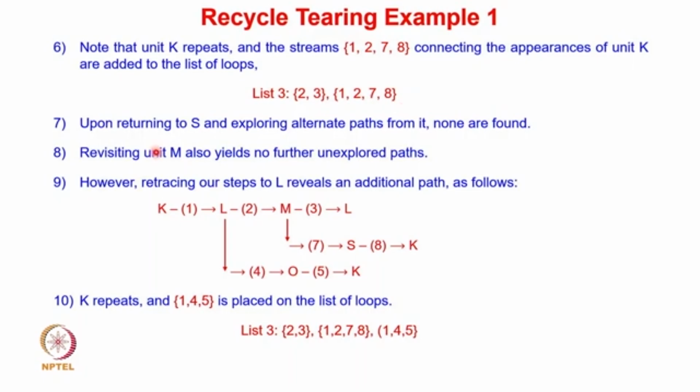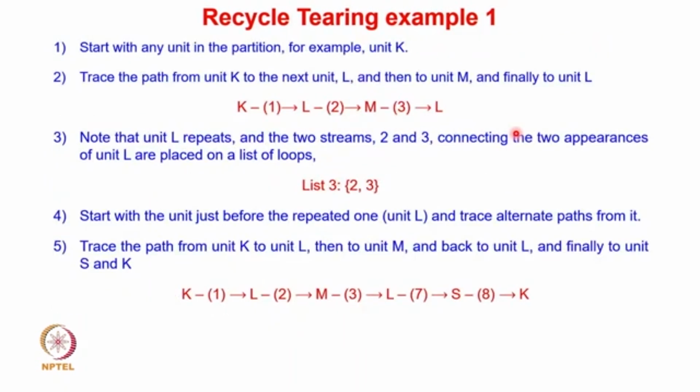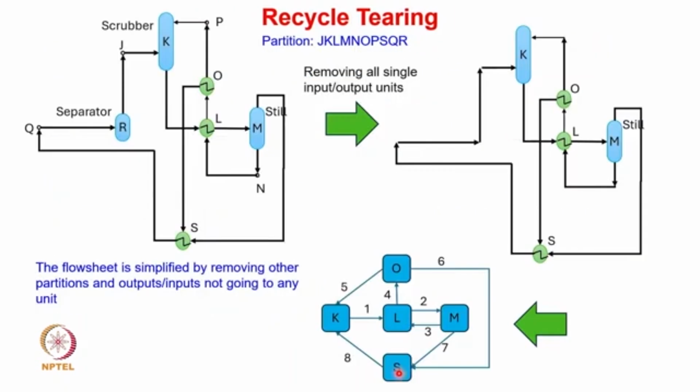Now remember, in this case again, upon returning to S and exploring the alternate path from it, none are found. So what it means is, you can see here at the S we have reached, isn't it, in the second loop, but from S there is no alternate path, there is no outgoing here. So yes, we cannot explore, but if you look at the L, we can explore. From L there is an alternate path which is going to O, isn't it?